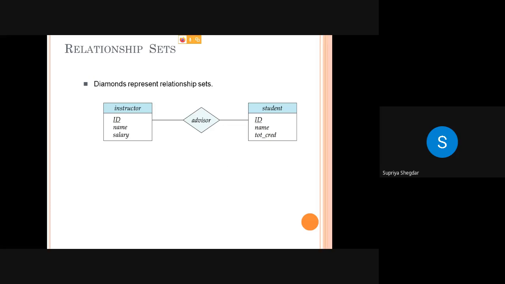Then relationship set. So how do we represent the relationship set? The relationship sets are represented with the help of a diamond symbol between the two entity sets. Okay, so here the relationship between the instructor and the student is the advisor. So we write the name of the relationship inside the diamond symbol, and with this diamond symbol the two entities are connected. Okay, so the relationship set is represented with the help of a diamond symbol.